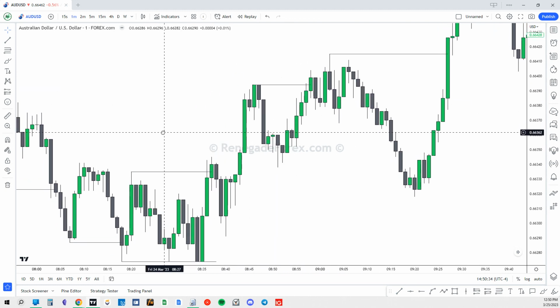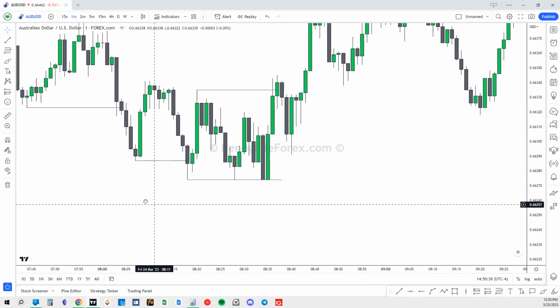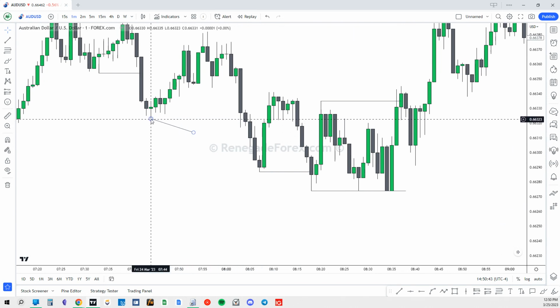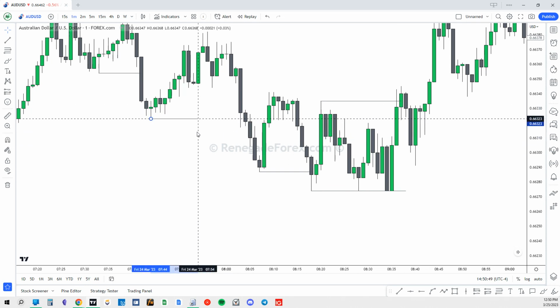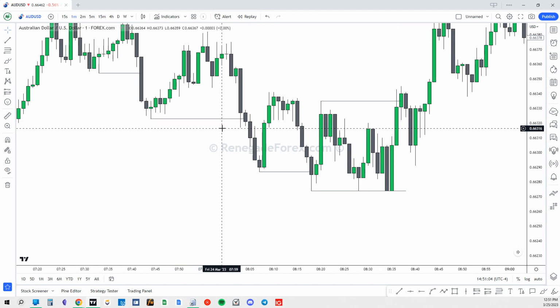If you're ever having any kind of confusion about wicks and candle body close, all you have to do is take your trend line, hold control, and it will snap to this low, and then hold shift, and it will snap a perfectly straight line. All you have to do is drag that line until a candle trades through it and closes below it. So in this example right here, that would not be a break of structure, and one candle later, that is actually a break of structure.